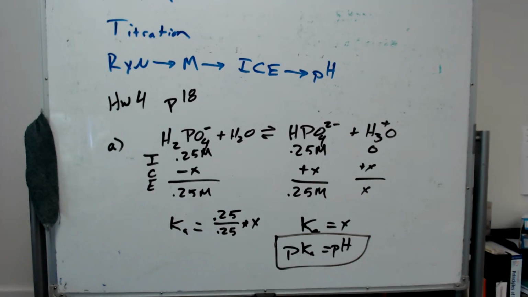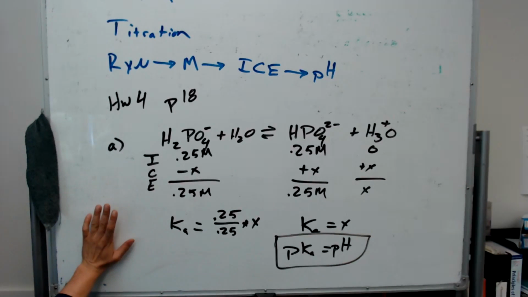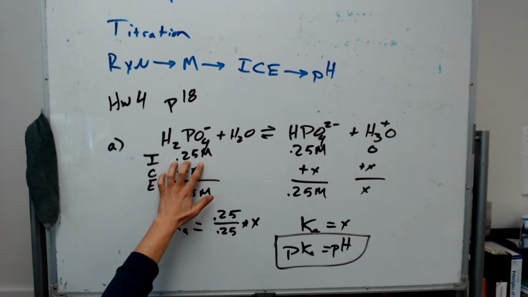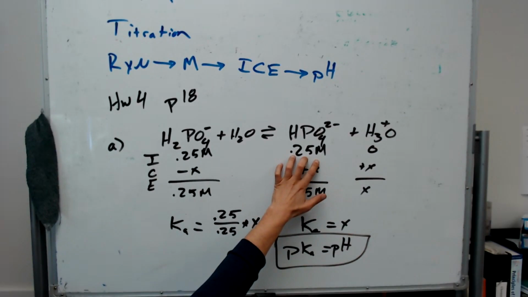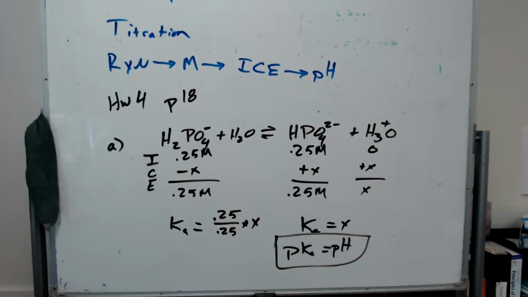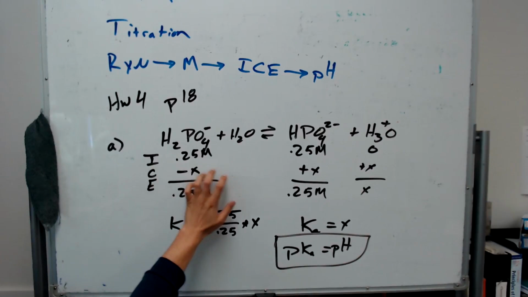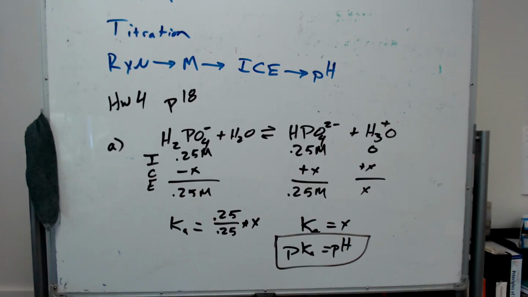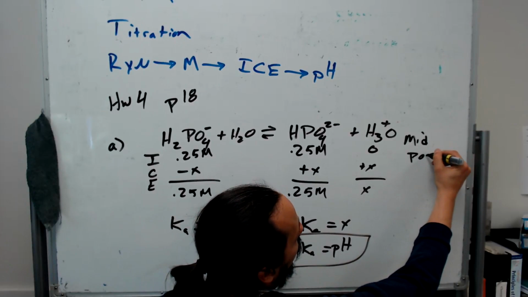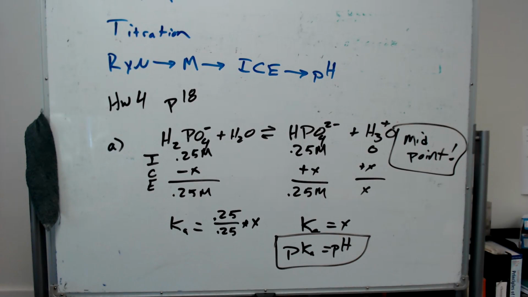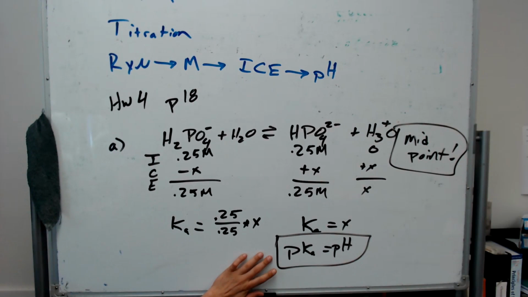pKa equals pH. It turns out that this first point is actually a really important point. When we have half our moles in the H2PO4-, the weak acid, and half our moles in the HPO4 2-, we call this the midpoint. You can imagine starting with all of your moles as the weak acid. This is when you're halfway to reacting all of your weak acid. This is the midpoint, the middle of that buffer region. Not the equivalence point. Yes, this is the middle of the buffer region. And at the middle of the buffer region, pH equals pKa.